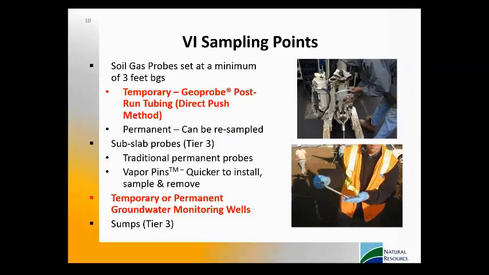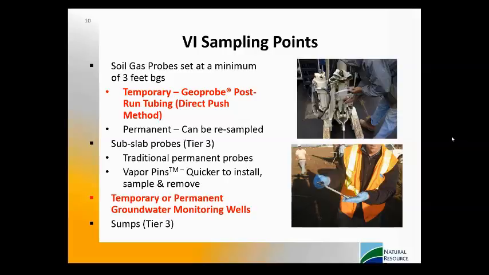With the actual sampling points, TACO in TACO Part 742 and in the fact sheets, they recommend a soil gas probe installed at a minimum of 3 feet below ground surface. The text in red shows the preferred sampling points by the IEPA, the temporary direct push method. That's with the geoprobe unit with the photo at the top right. Advantages of this, it's fairly inexpensive compared to permanent, and it's a little bit quicker.